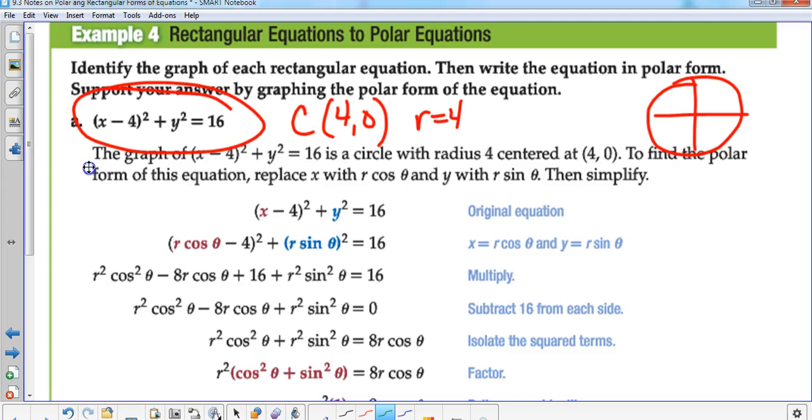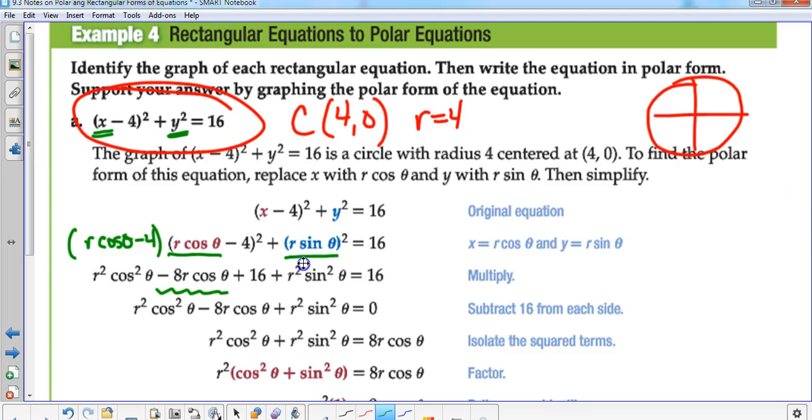All right. We're going to do these trades, and it's kind of miserable. Watch. We're going to trade X for R cosine theta. And we're going to trade Y for R sine theta. But we have to square them. R cosine theta minus 4 squared is R squared cosine squared minus 4R cosine theta minus another 4R cosine theta, which became minus 8R cosine theta. Negative 4 times negative 4 is 16. This one, R sine theta squared, is just R squared sine squared. And it was equals 16.